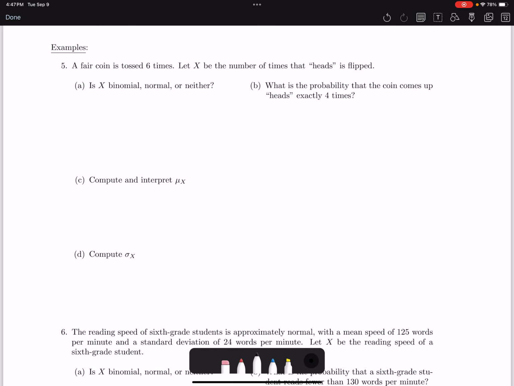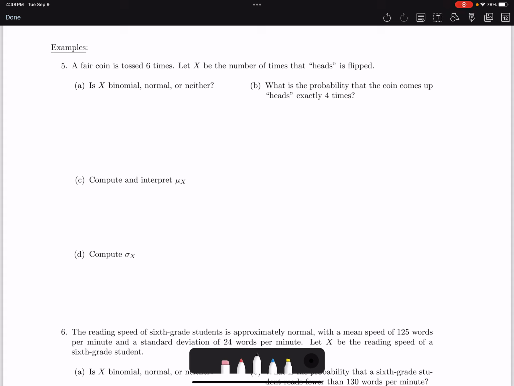A fair coin is tossed 6 times. Let x be the number of times heads is flipped. Part A says, is x binomial, normal, or neither? Because if it's binomial, we'll use the binomial distribution. If it's normal, we'll use the normal distribution. If it's neither, well, I guess we could ask ourselves whether it's Poisson or uniform. But if it's Poisson or uniform or t, I will tell you point blank in the example that it is Poisson or t or whatever.